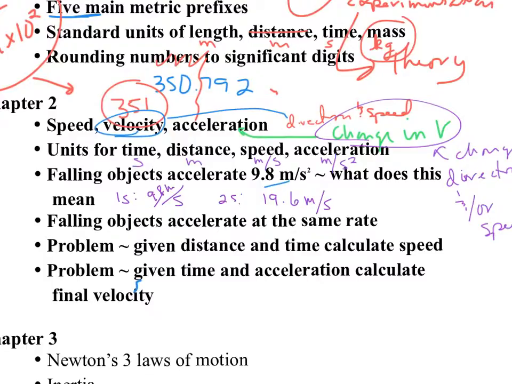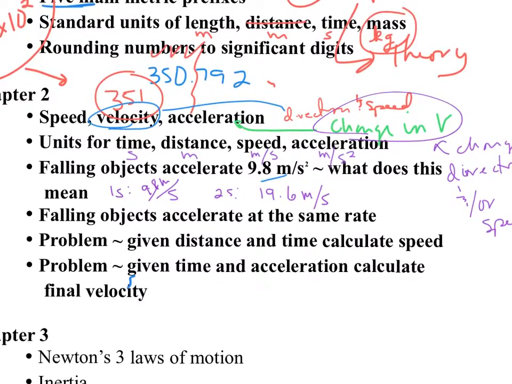Okay, so I don't have much to add. If you want to put feather and hammer or something like that, that's my point there. They will hit the ground at the same time. How's that? Falling objects accelerate at the same rate, and they will hit the ground at the same time.